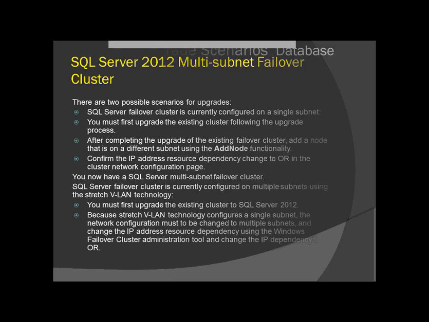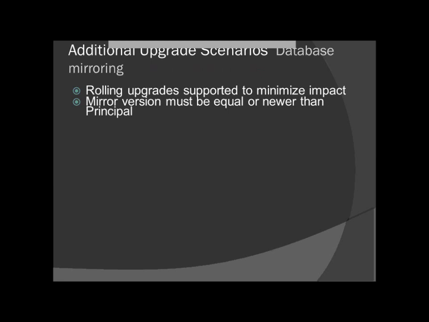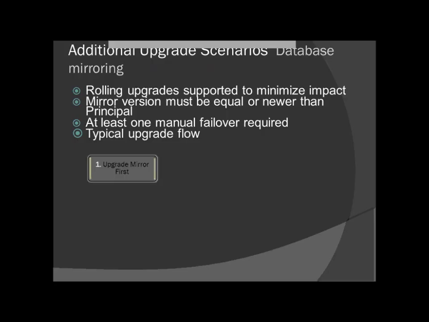So, additional scenarios. We talked about failover clustering. How about database mirroring? That was introduced in 2005 onwards, and are rolling upgrades supported? Exactly. The mirror version must be equal to the new version principal. Again, at least one manual failover is required within your database mirroring. And the typical upgrade flow is how it looks.